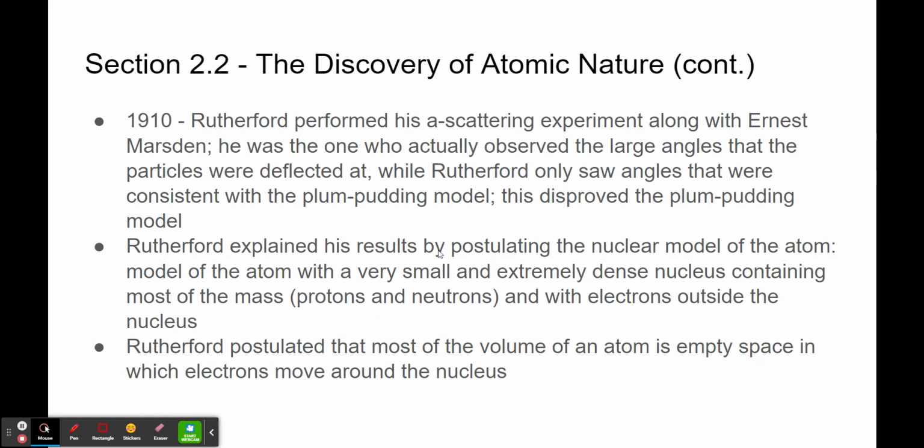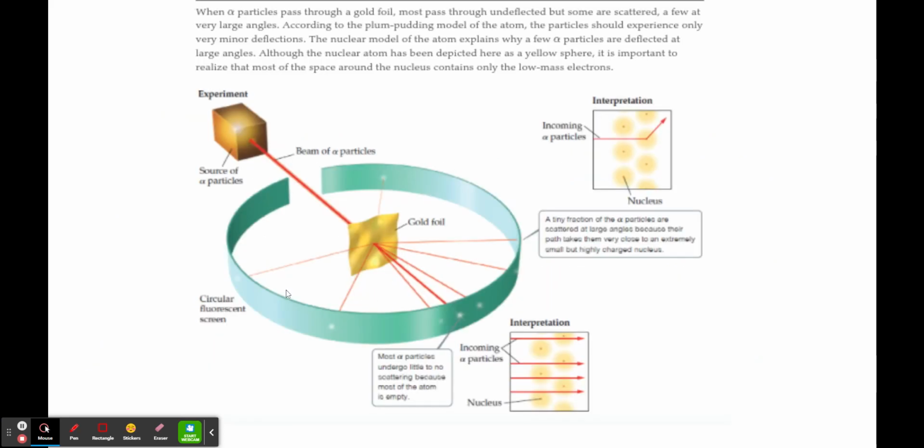Rutherford explained his results by postulating the nuclear model of the atom, which is a more modern version of the atom that we know today. It's the model of the atom with a very small and extremely dense nucleus containing most of the mass, which is the protons and neutrons, with the electrons outside the nucleus, floating around. Rutherford postulated that most of the volume of an atom is empty space in which the electrons move around the nucleus. So this is his other alpha particle experiment. And if you want to read this graphic through, you can. I highly, highly, highly recommend it. It will definitely be asked about. So yeah.